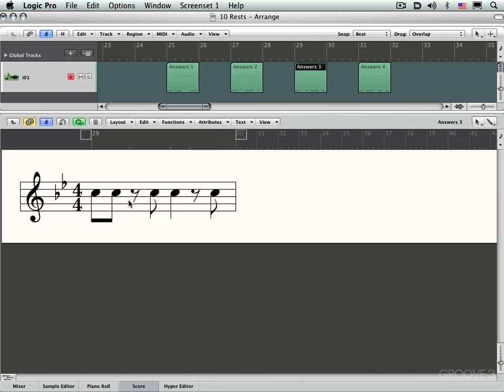So on beat 2 here, we had a rest on the downbeat and an eighth note on the upbeat. Beat 3 is a full quarter note, and beat 4, we had again a rest on the downbeat and a note on the upbeat. 1 and 2 and 3 and 4 and. Let me play it for you.